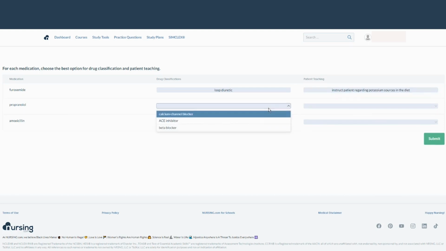Propranolol. Is it a calcium channel blocker? Is it an ACE inhibitor? Is it a beta blocker? I remember from pharm that anything ending with -olol is a beta blocker.